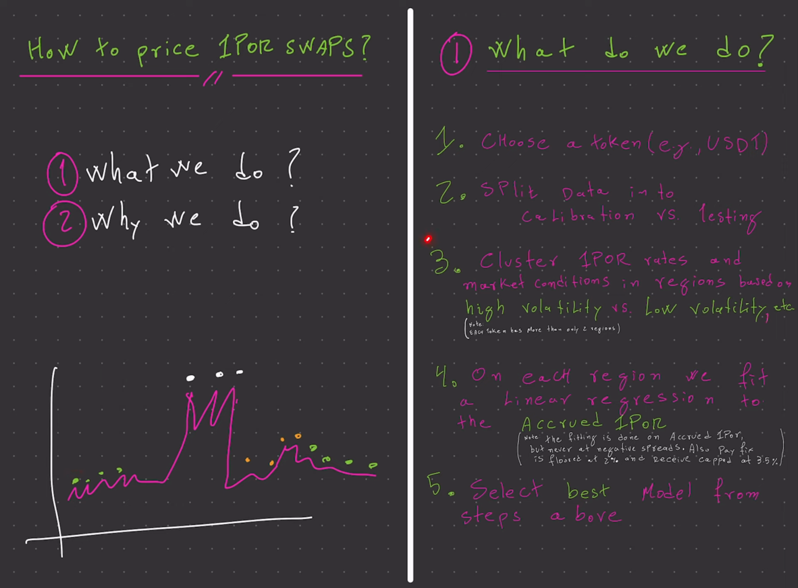So there are multiple choices that we can make just on step 3. And on step 4 we also have multiple choices, like which set of parameters we are going to use to fit the linear regression. Step 5 is really going through all these iterations and combinations of steps 3 and 4 and finding the best model from them.